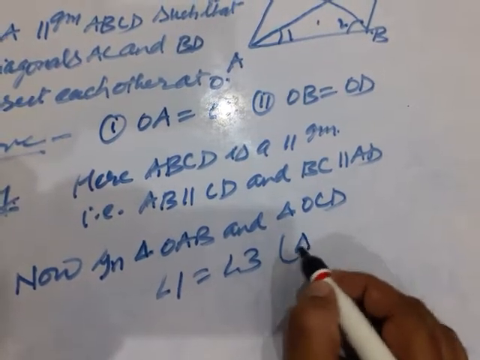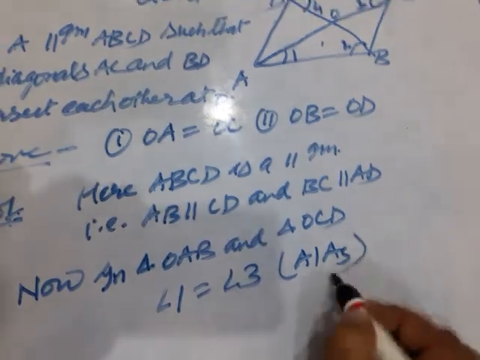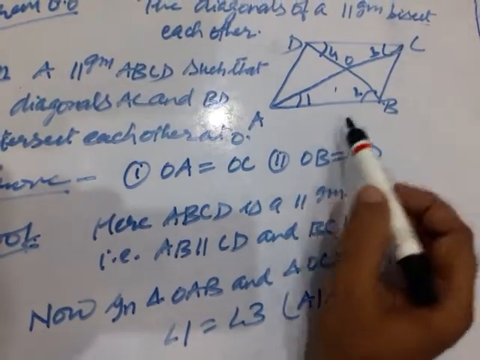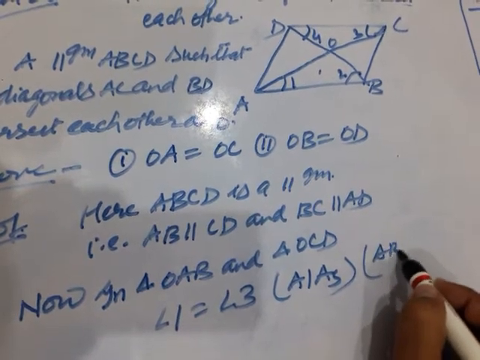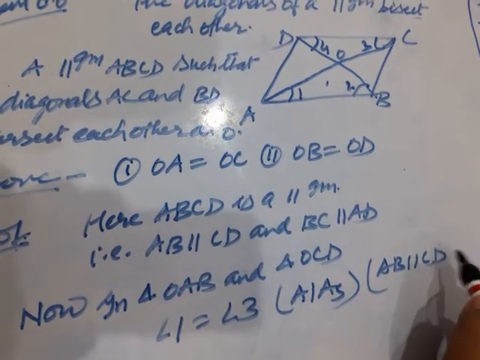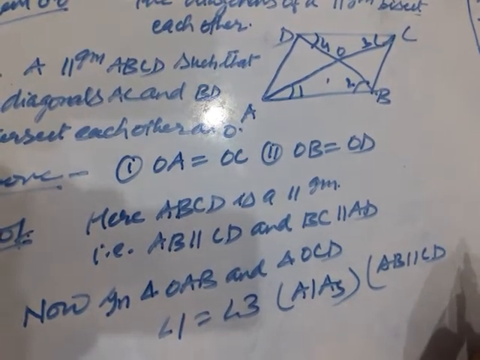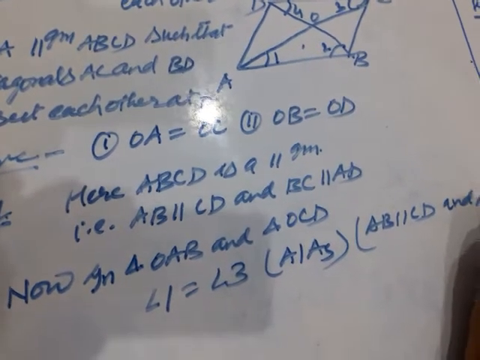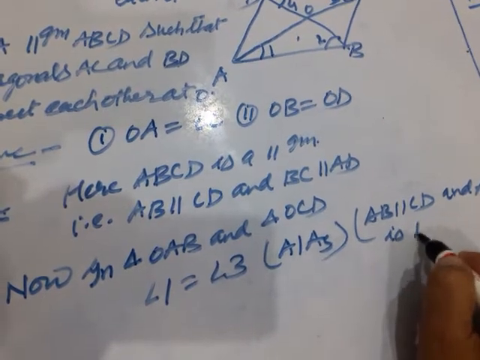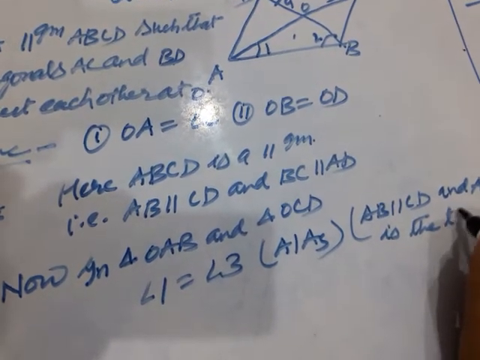That is AIA, alternate interior angles. Why? Because AB is parallel to CD. Here you can write AB is parallel to CD, clear? And AC is the transversal.